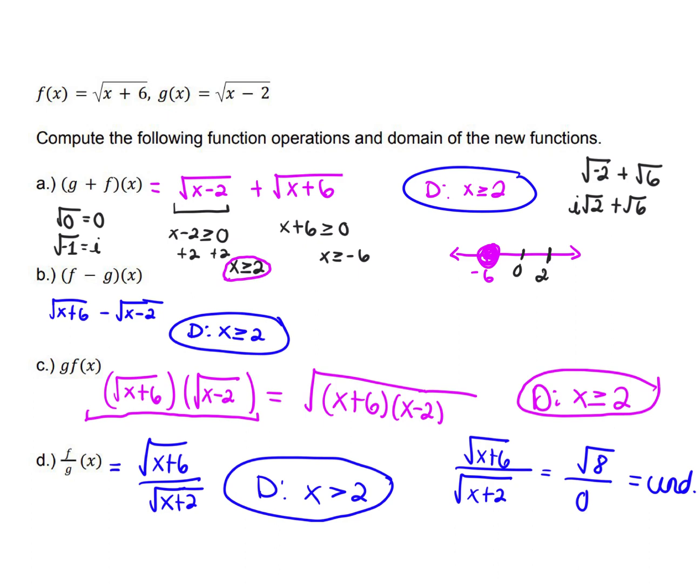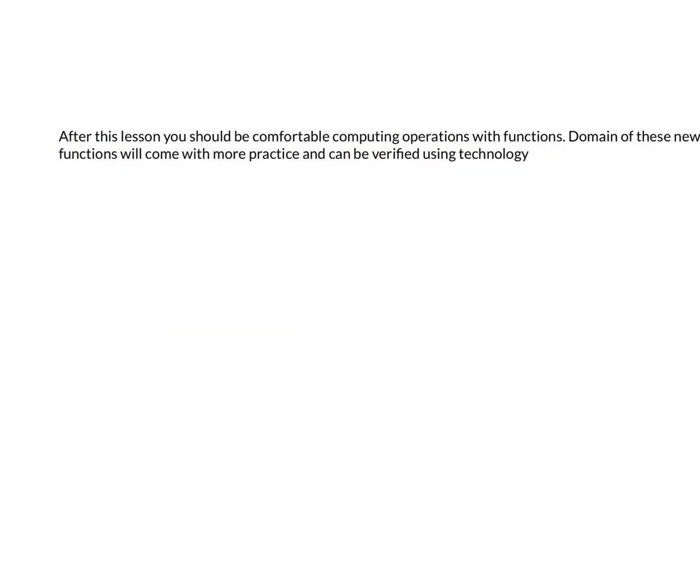It cannot equal 2. So after this lesson, you should be comfortable with computing operations with functions. Domain of these new functions will again come with more practice, but you can always use technology like a graphing calculator to verify domains that you think are the correct answer.